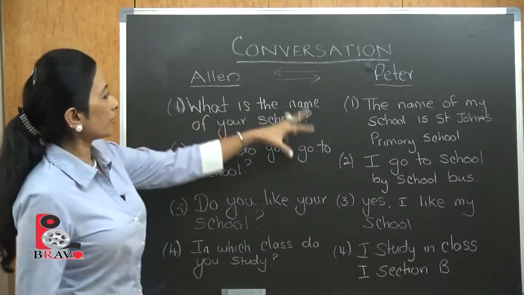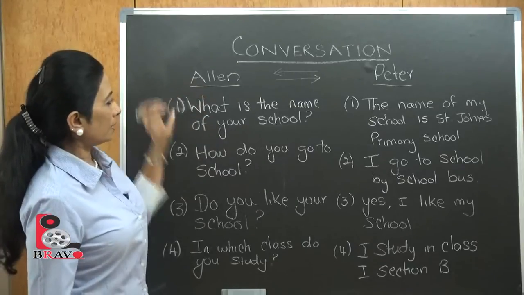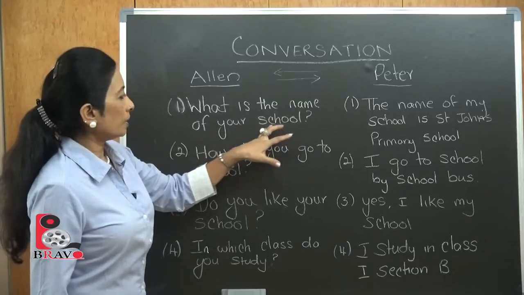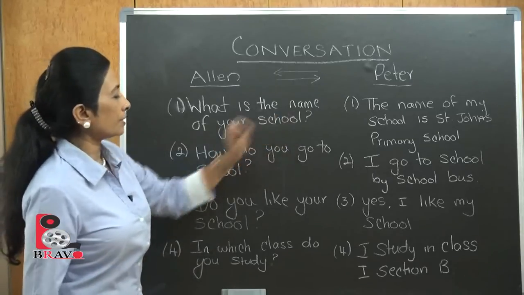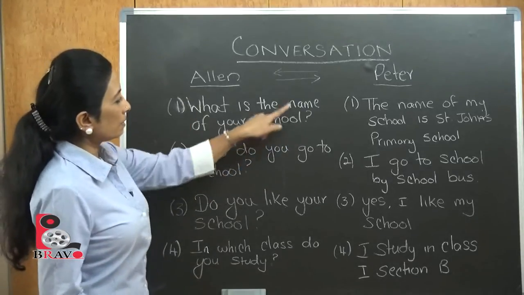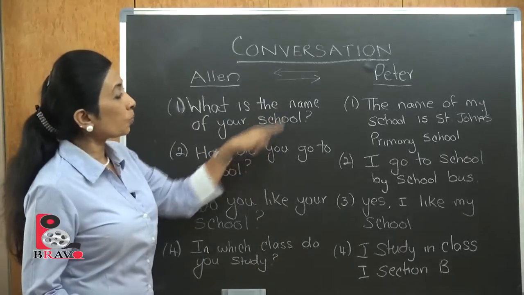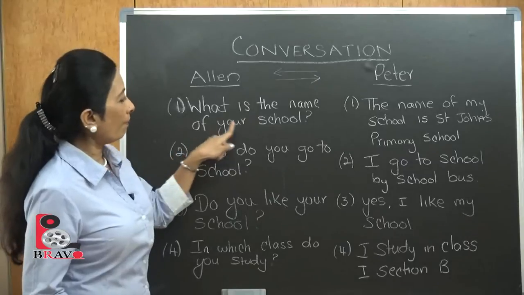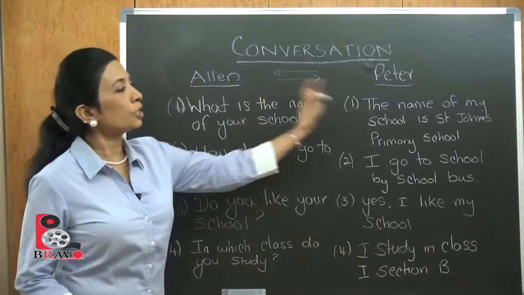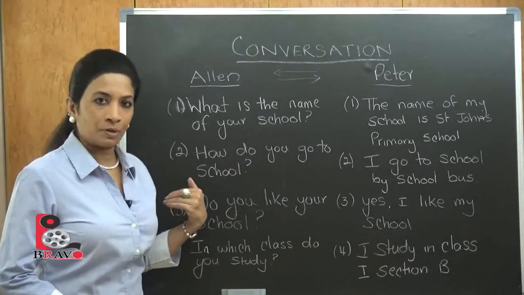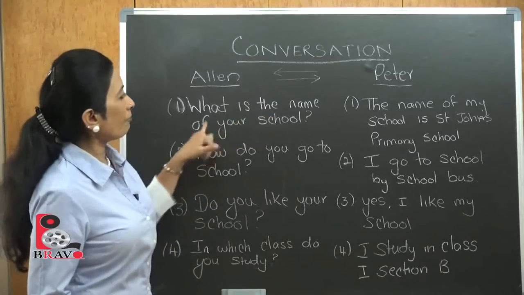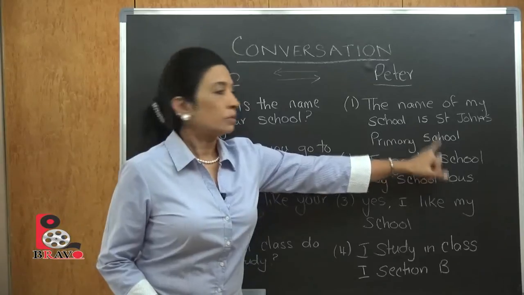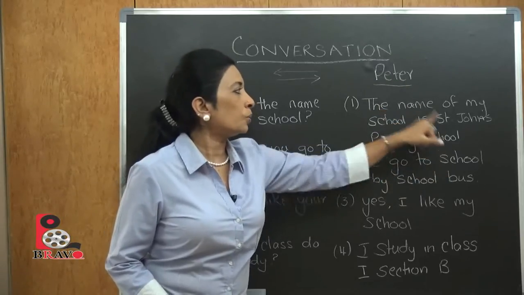If you look at the question, the key words are the name of your school. The question is thrown at him with a question mark. Almost 60% of the answer is within the question. So he is going to say the name of my school, because he asked him your school. So obviously the return will be my school. So the name of my school is St. John's Primary School.